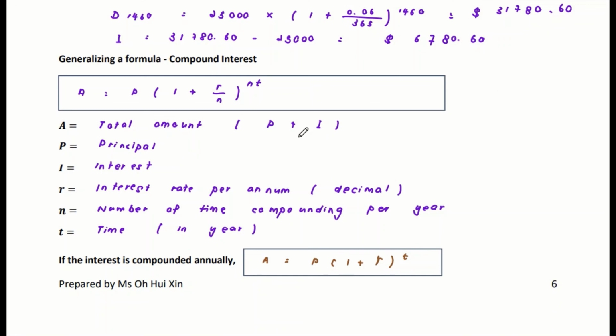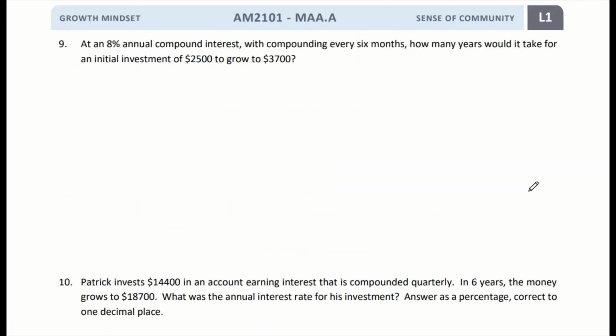Alright, so by having this, now we move forward to the last two questions that we have for compound interest. Alright, question 9. At 8% annual compound interest with compounding every 6 months, how many years would it take for an initial investment of 2,500 to grow to 3,700?